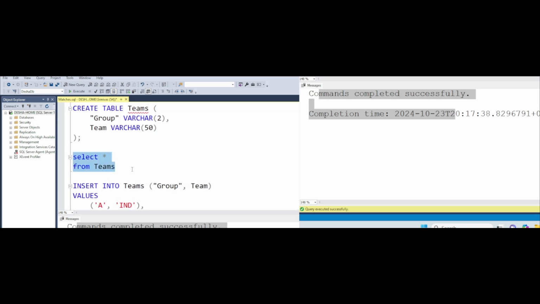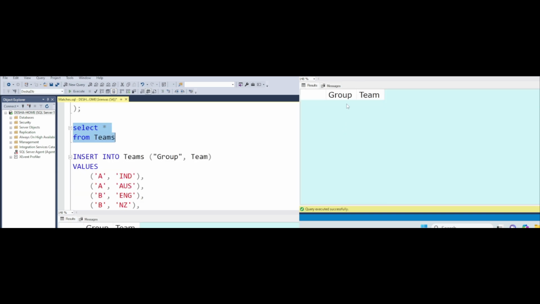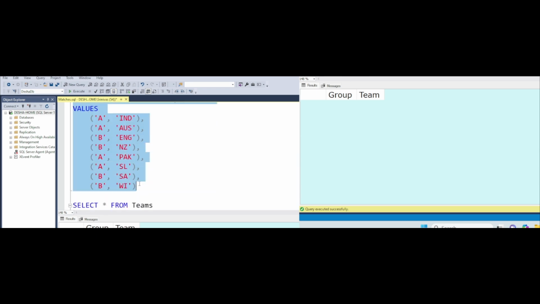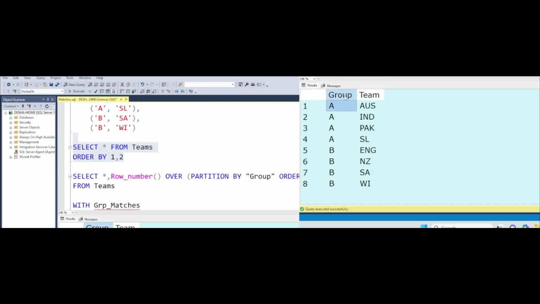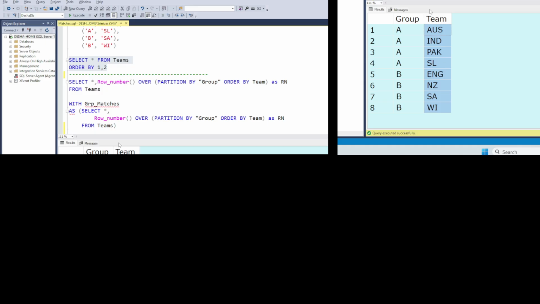Now let me check the data. Since there is no data before inserting, the table is empty. Inserting the values at group level, and let's check the data inserted. Okay, here we got the data. That's ready. Let's write a query now.